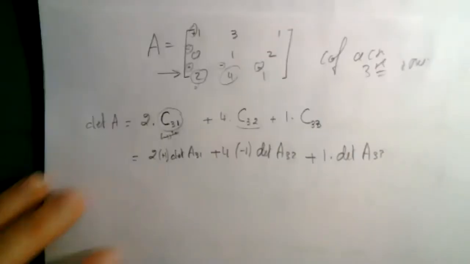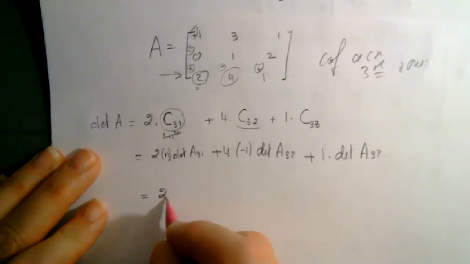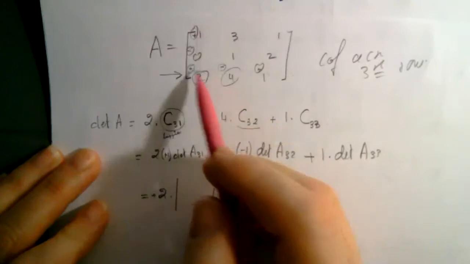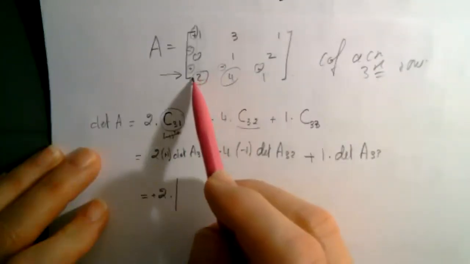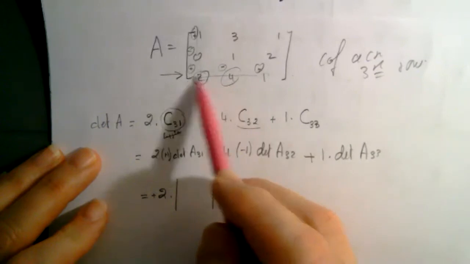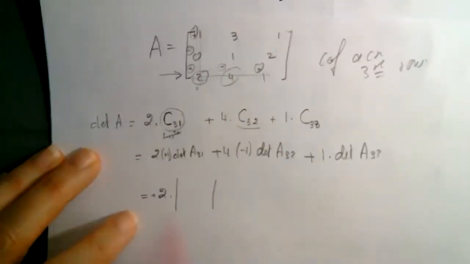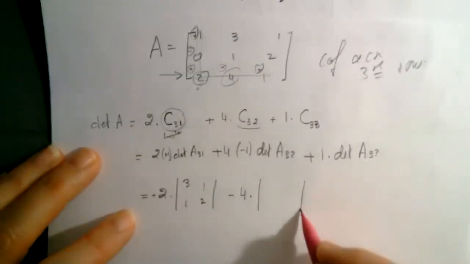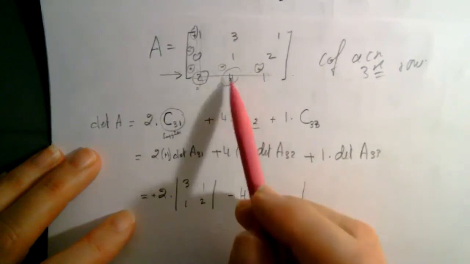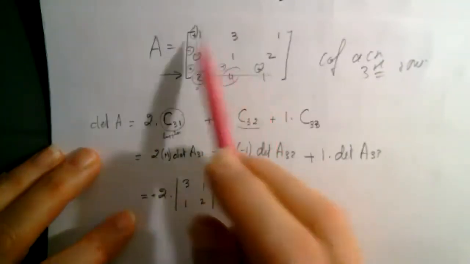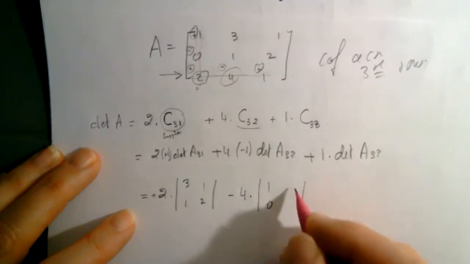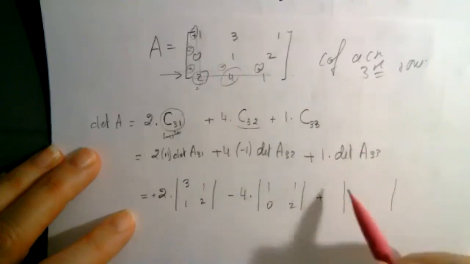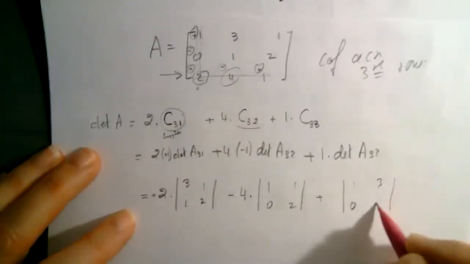So now we can do this. It's going to give me 2 times, that's a positive, A31, the determinant obtained by removing the row that contains 2 and the column that contains 2. So I'm left with 3, 1, 1, 2, minus 4 times the row and the column that contain 4 have to be removed. So I'll be left with 1, 0, 1, 2, plus A33, I'll be left with 1, 0, 3, 1.